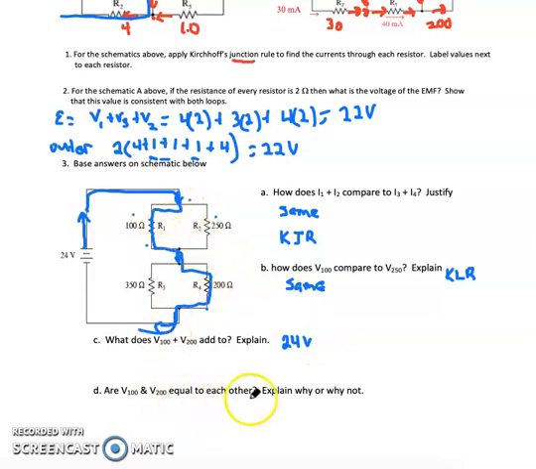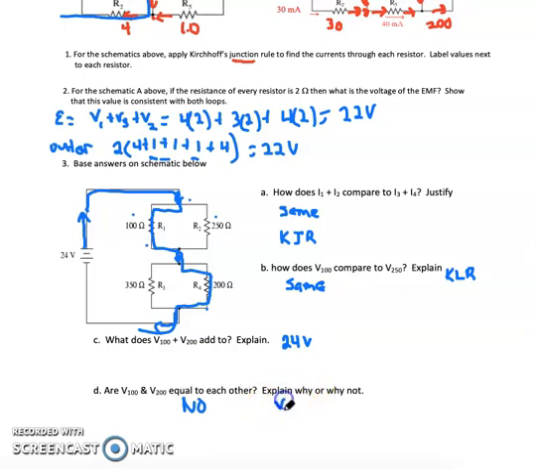Are the voltage drops of them equal? In other words, are these going to be 12 and 12? And the answer is no. Okay, why not? The simple answer is because the resistances are different, but actually it's a little bit more complicated than that, because I have to look at the other ones. So let me show you more mathematically.